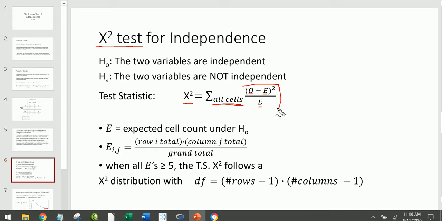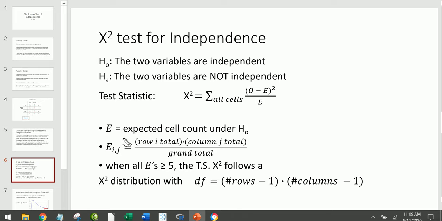Then you take this number and add it to the next cell, and on and on. You sum up all of those, and that gives you your chi-square test statistic of independence. The bigger this number gets, generally speaking, the more proof there is that these two variables are not independent, and that you're going to end up rejecting the null hypothesis.